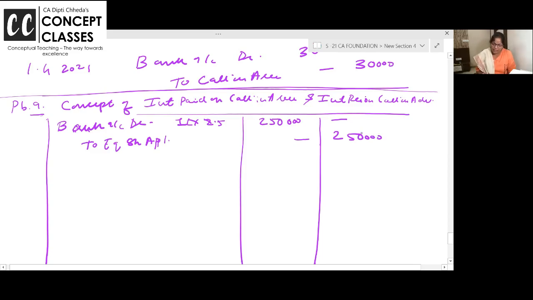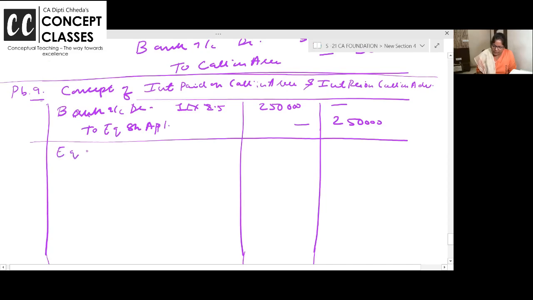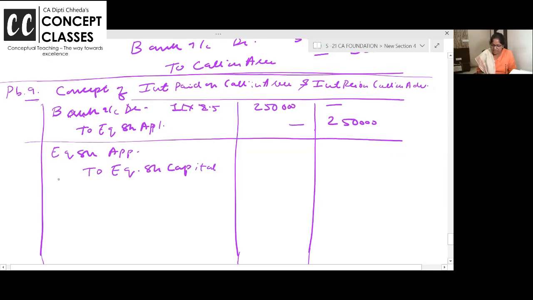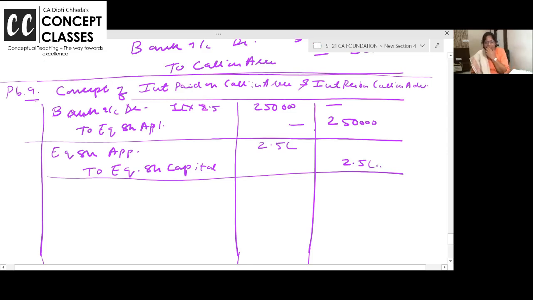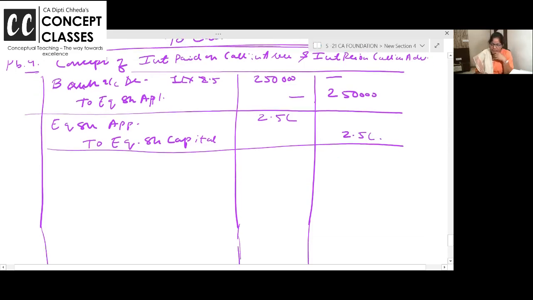Can we write a little fast the entries which you all already know? Now, equity share application due to equity share capital. Applications are received, and when we will transfer application to allotment? When application is allotted. Means okay, 1 lakh shareholders, we are allotting you 2.5. Now, equity share allotment due.